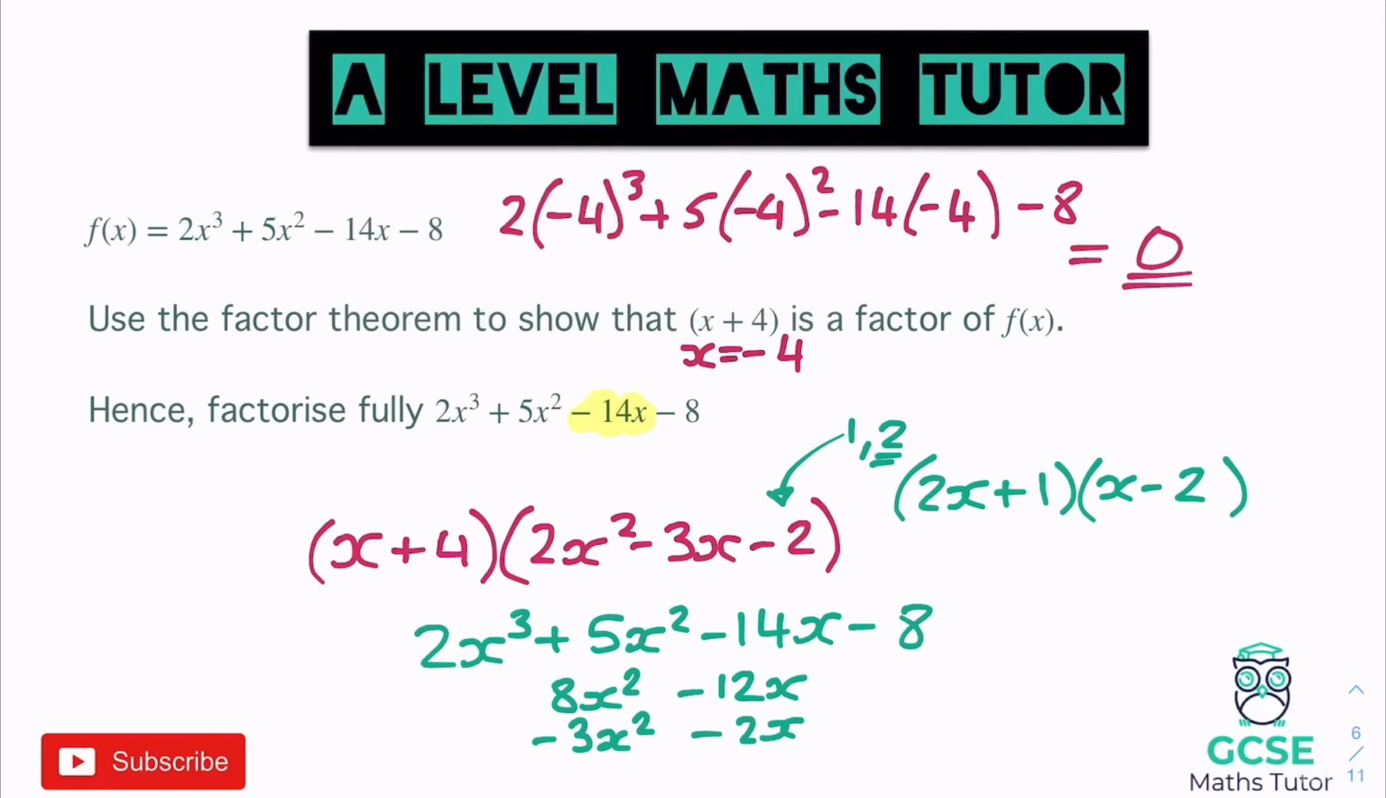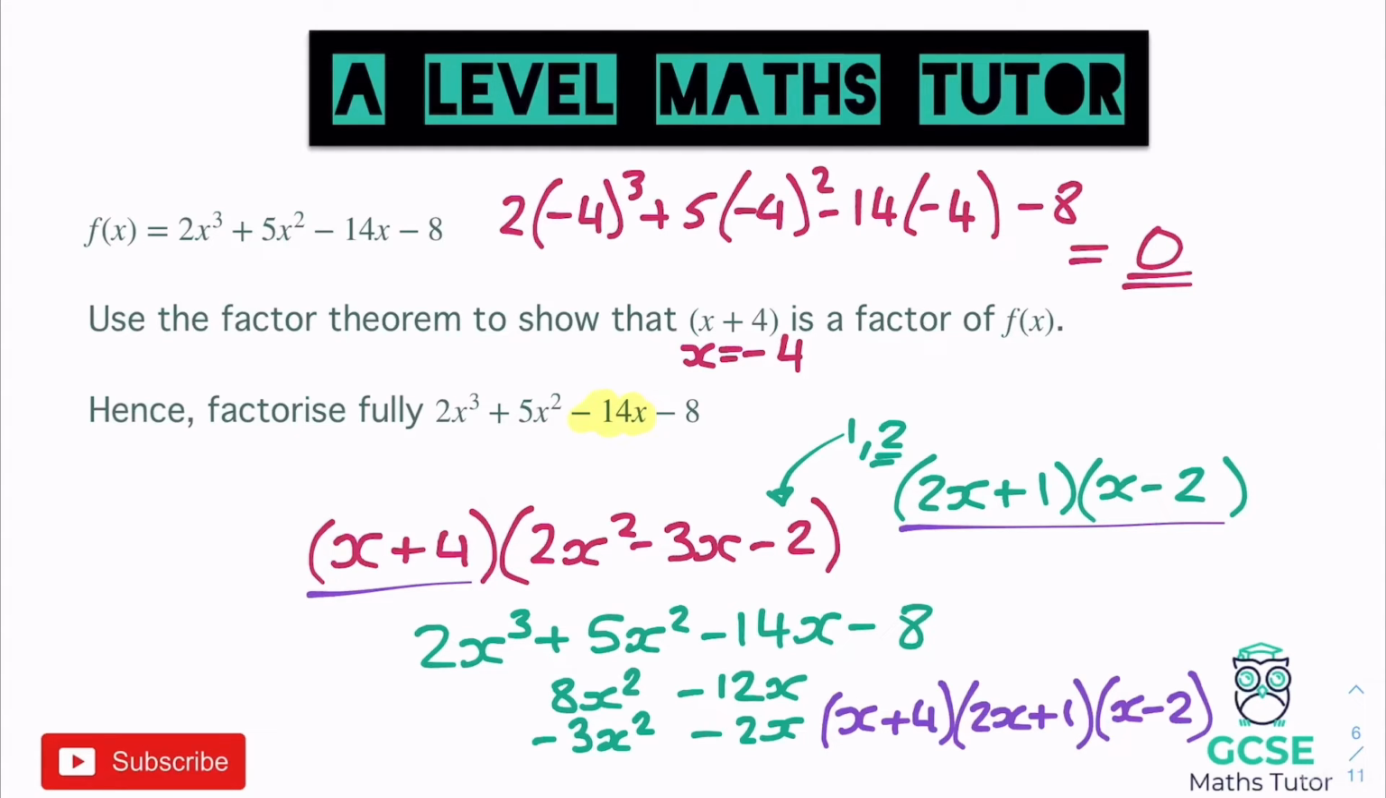Right, so all we need to do is write out our 3 brackets then. So we've got them there, x plus 4, and then these ones here. So our final answer, we've got x plus 4, 2x plus 1, and x minus 2. And there we go, that is our cubic there, fully factorised using the factor theorem. Okay, so that's how we go about doing this.